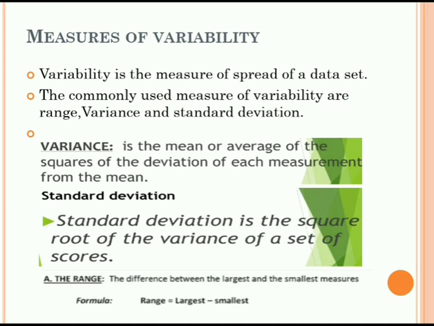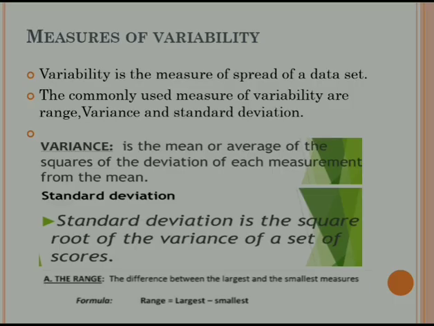The next thing is variance. What is variance? It is the mean or average of the squares of the deviation of each and every measurement from the mean. Next is standard deviation. Standard deviation is the square root of the variance of a set of scores. These are the different terms related to the measures of variability, and these are the three measures of variability that we are using here in project management.